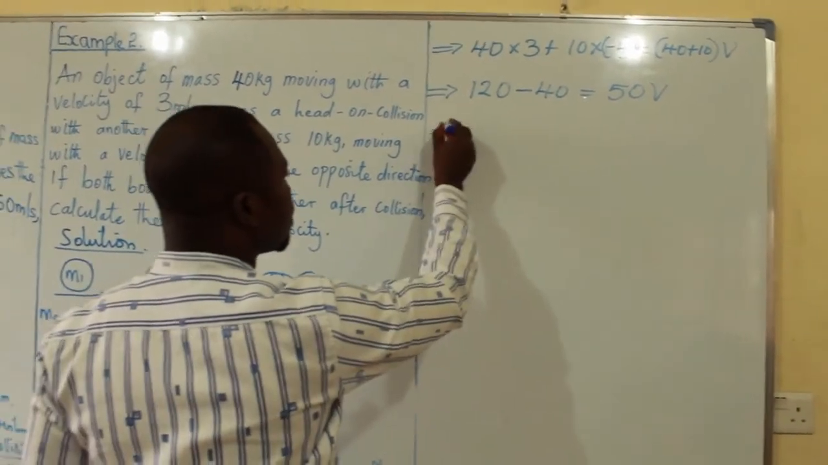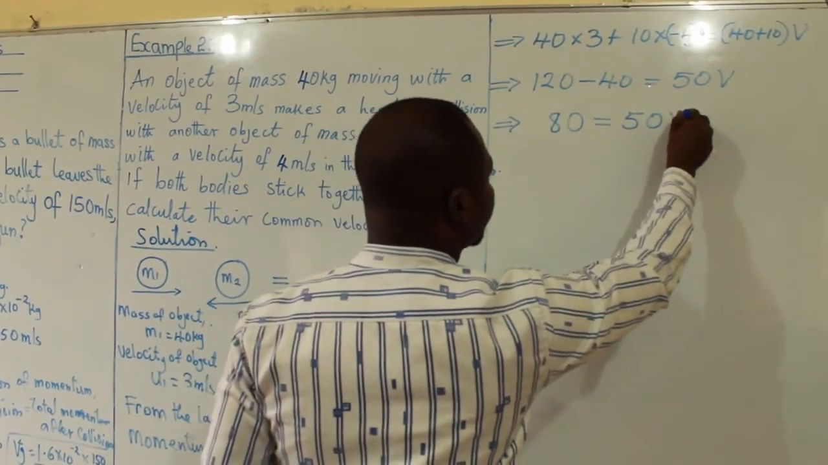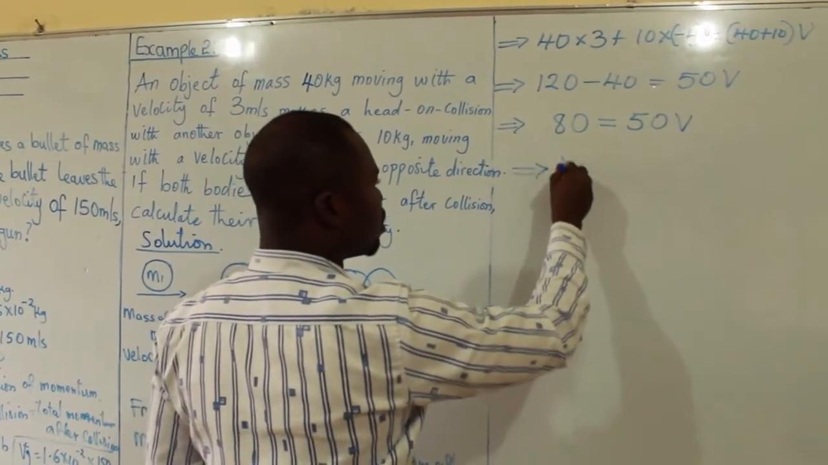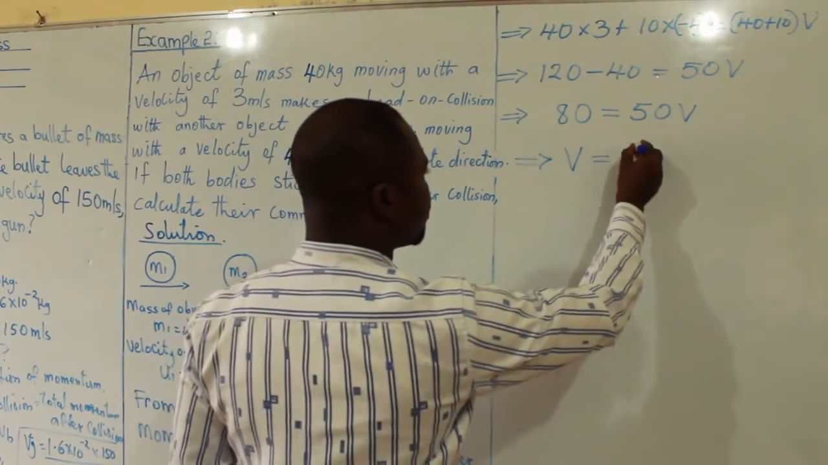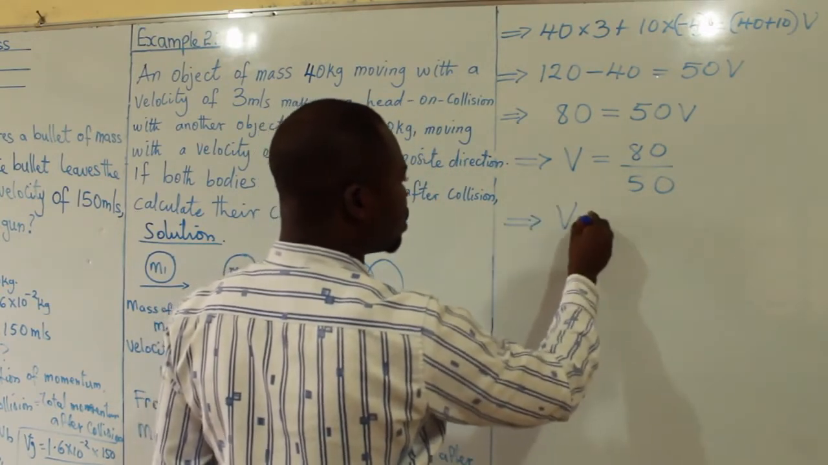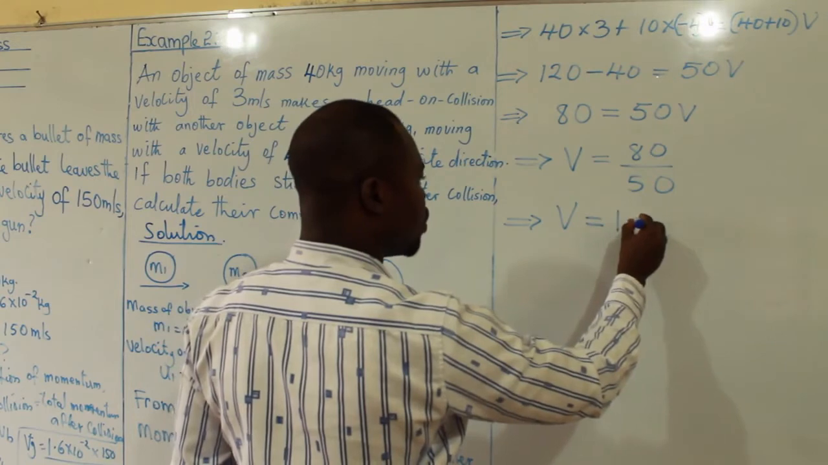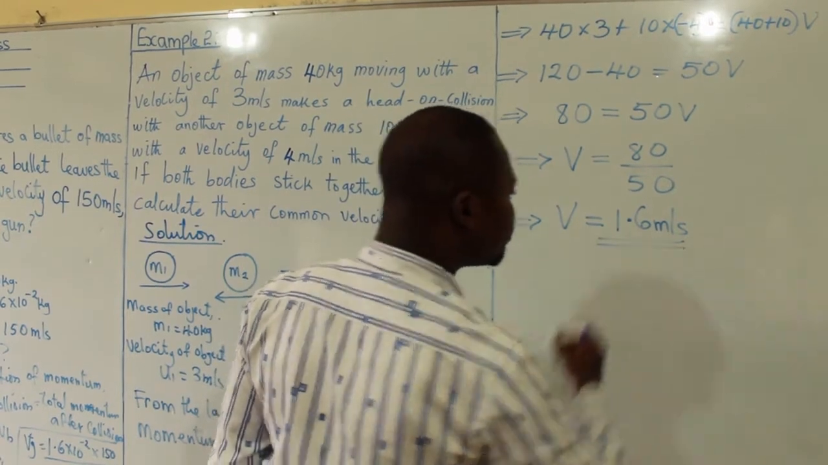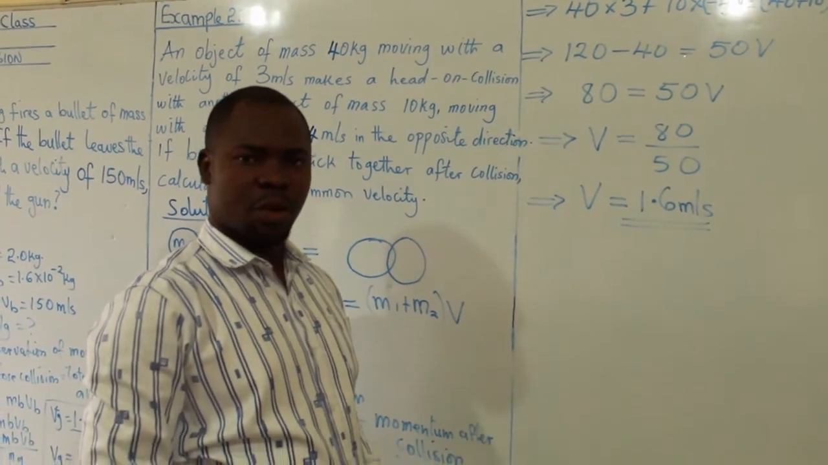Alright, so from here we have 80 equals 50v. If you now make v the subject of the equation, divide both sides by 50, so we have 80 over 50. Then v equals, if 0 cancels 0, you punch your calculator, you have 1.6 meters per second. So that's the common velocity that the two bodies moved with after the collision.